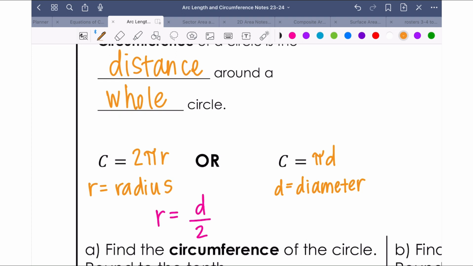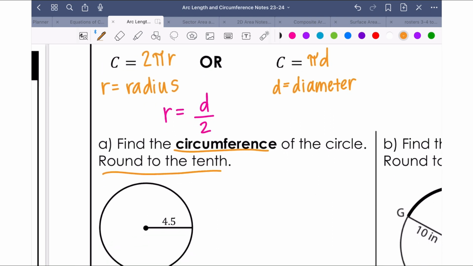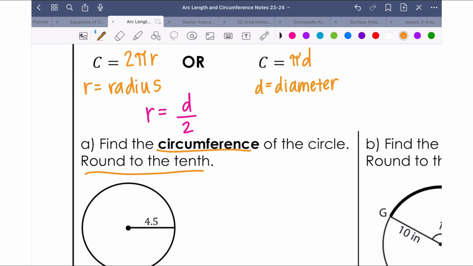So starting with the first one, find the circumference of the circle, round to the 10th. Okay, so on this picture, they gave me the radius. How do I know that's the radius? Because it's going from the center to the edge, okay? So then I'm going to use this formula, 2 times pi times my radius. And the only thing I need to plug in is the radius. So 2 times pi times 4.5.